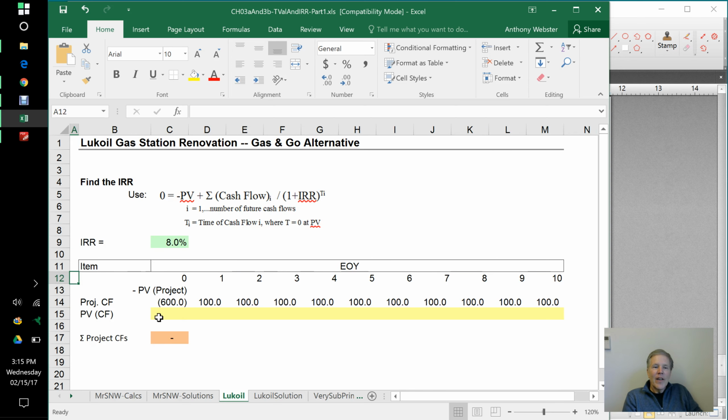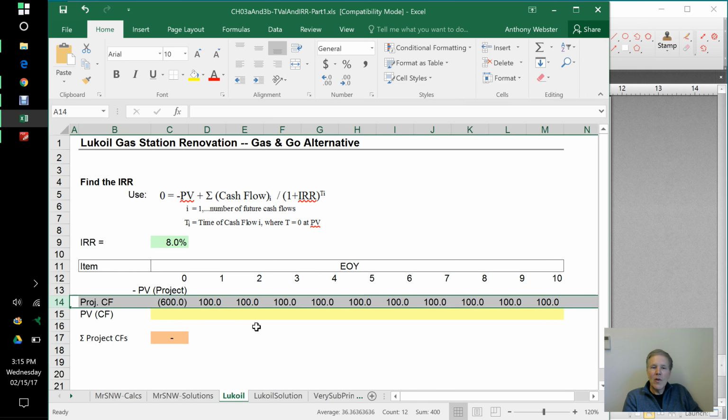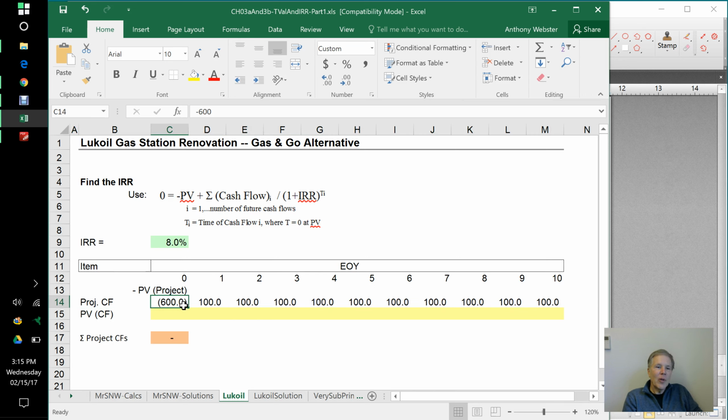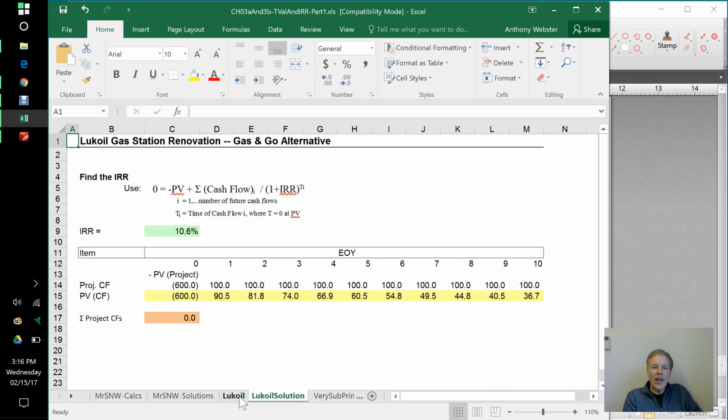And then down here, I've got the cash flows for the project. And this first one is PV tote or CF0. And again, the way to think about this is for the player, the single participant that is Lukoil, that's a negative cash flow for them, okay? And then they're going to get 100,000 in the next 10 years.